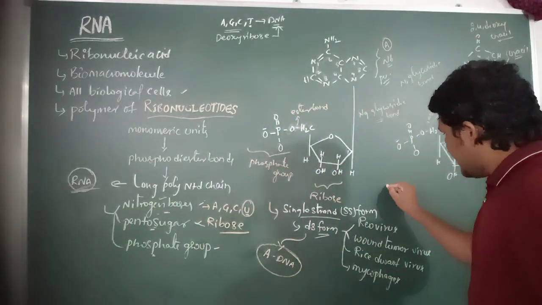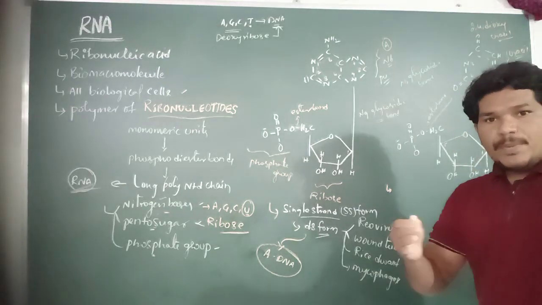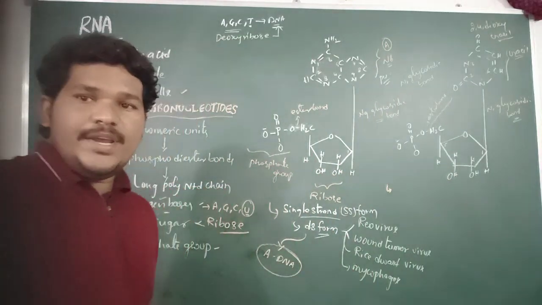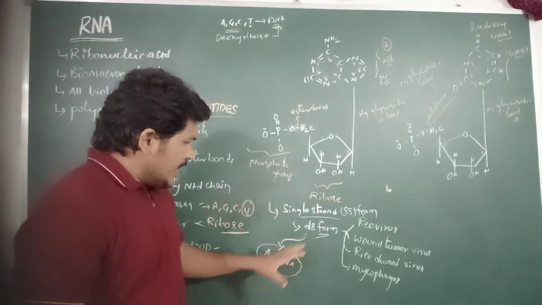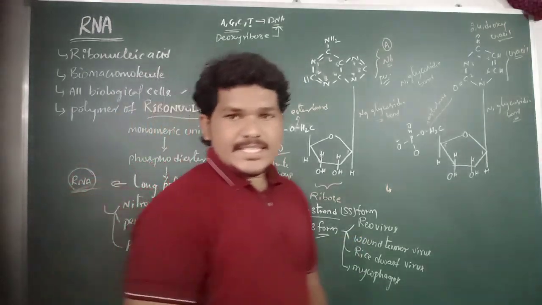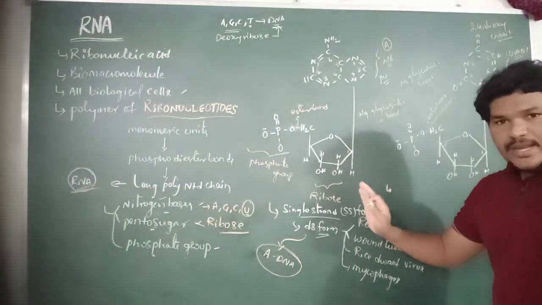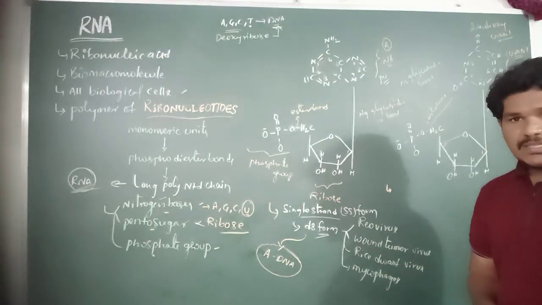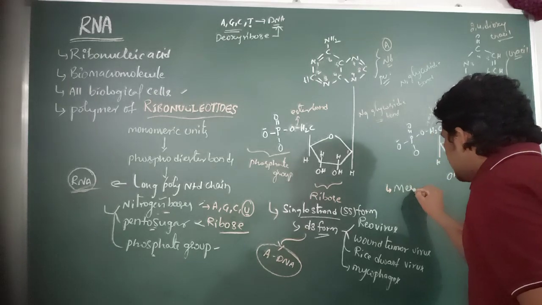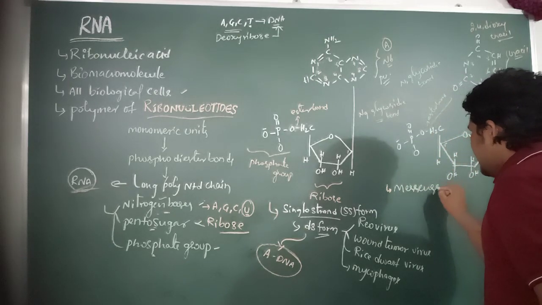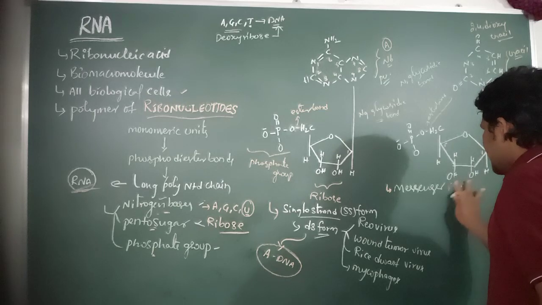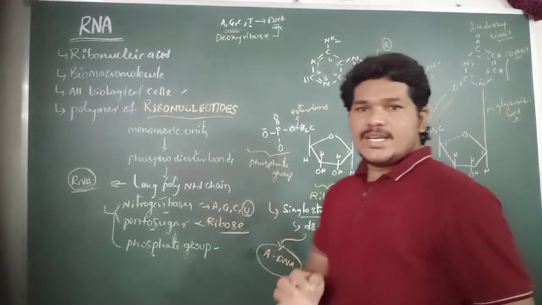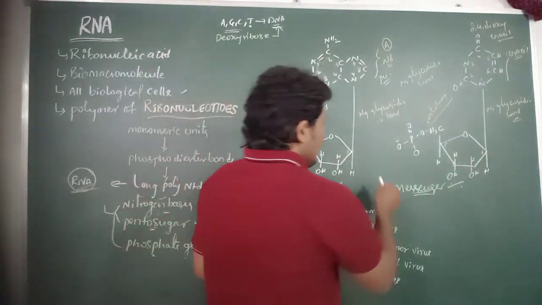molecule is mainly present as a single-stranded form in all organisms. The RNA molecule mostly functions as messenger RNA, a messenger molecule. But in some viruses, it acts as the genetic material.